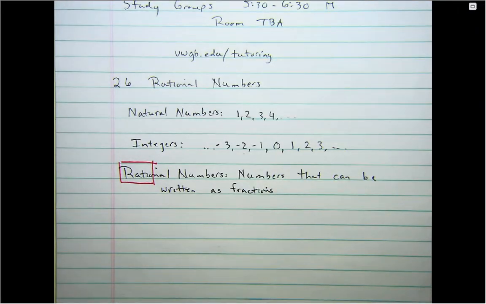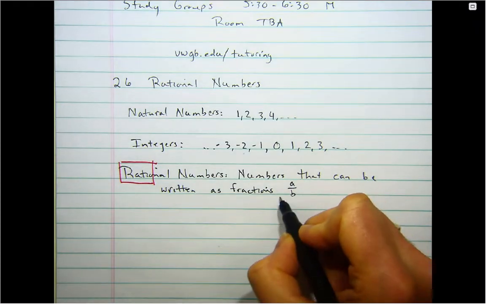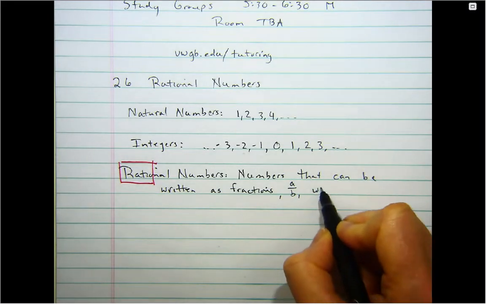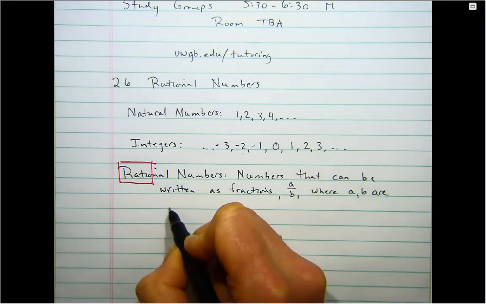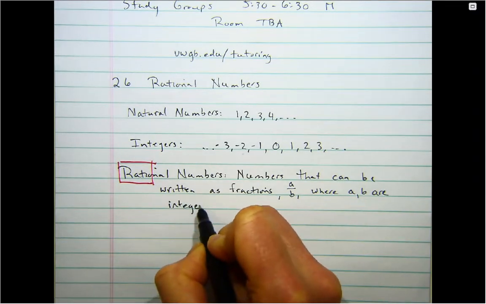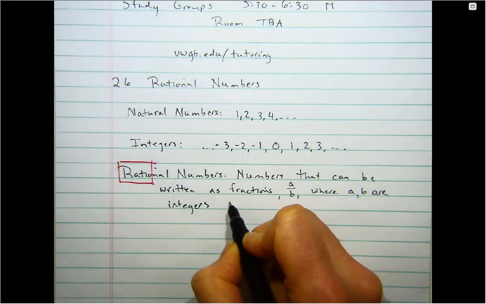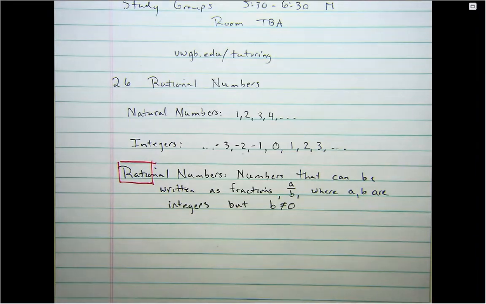Numbers that can be written as fractions, a divided by b, where a and b are integers, but b is not 0, because we don't divide by 0.